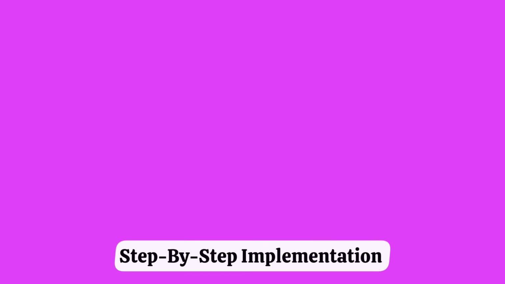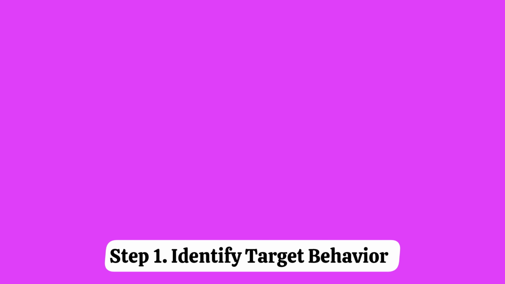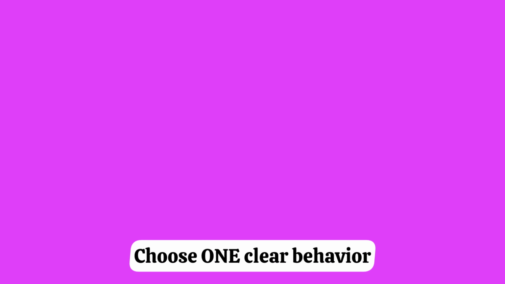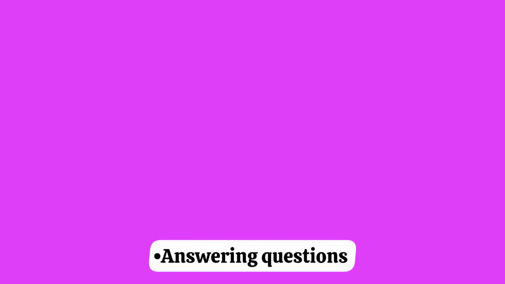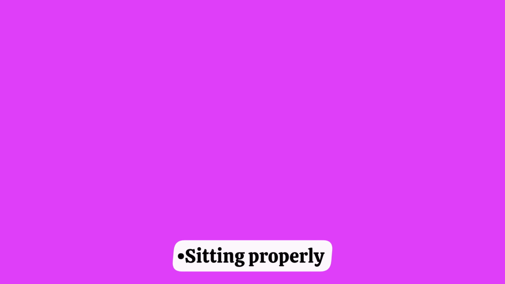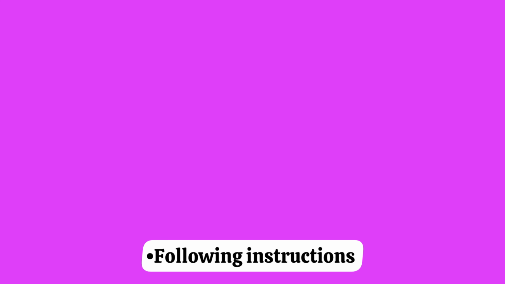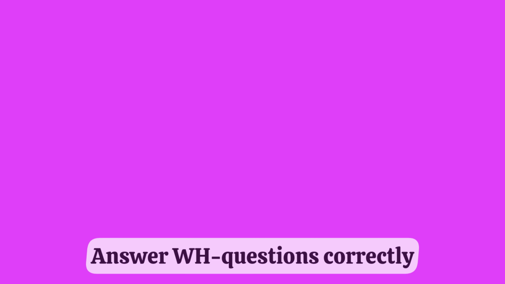Step-by-step implementation. Step 1. Identify target behavior. Choose one clear behavior. Examples: answering questions, sitting properly, following instructions, completing tasks. Example: answer WH questions correctly.